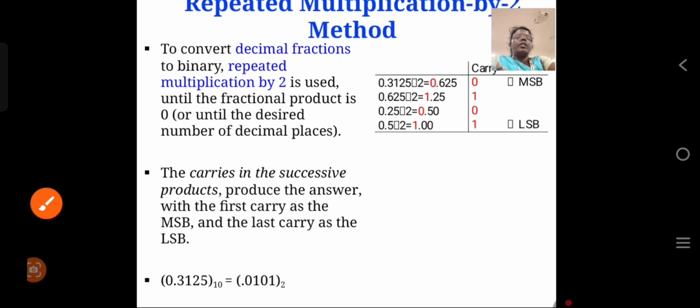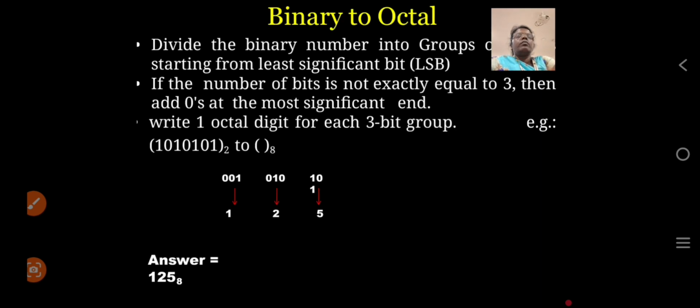So this is how we can convert a decimal number to binary, for both the integer part and the fractional part. Similarly, we can perform decimal to octal and decimal to hexadecimal; the same procedure can be followed. Now we can understand the octal and hexadecimal number systems. In the octal number system, the number of symbols is 8, and in the hexadecimal number system, the total number of symbols is 16.